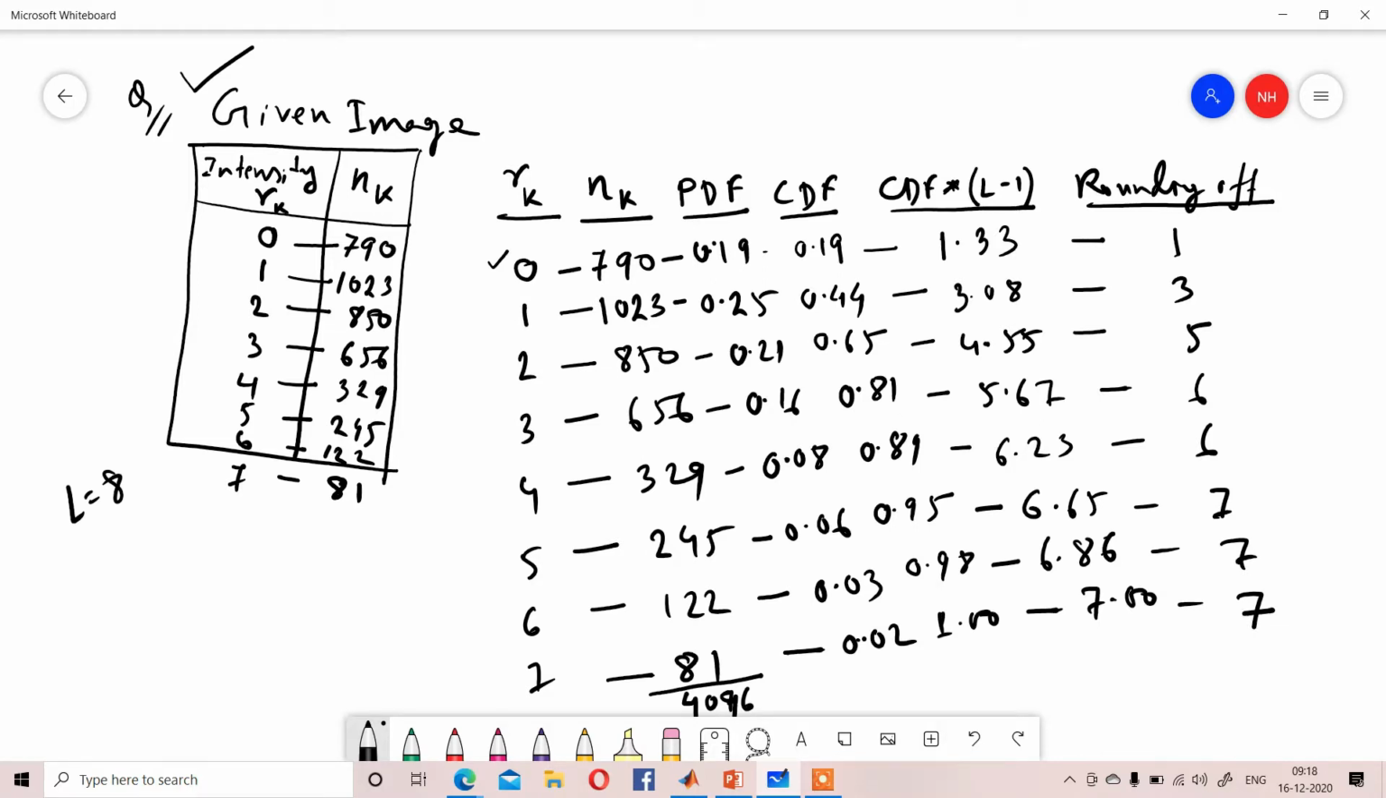So 1, 3, 5, 6, 6, 7, 7, 7. These are the new intensity levels of the given image. I think it is clear to all of you.